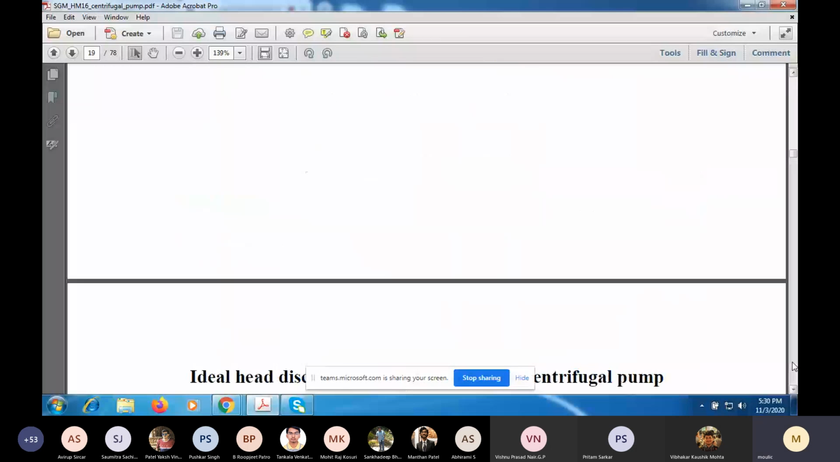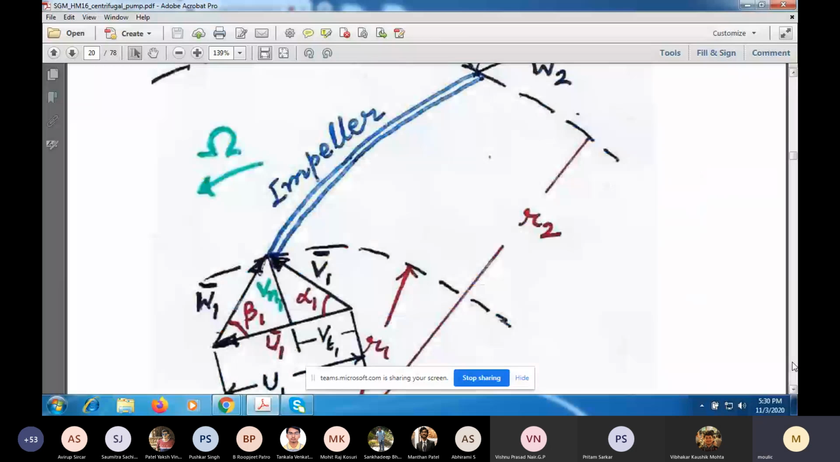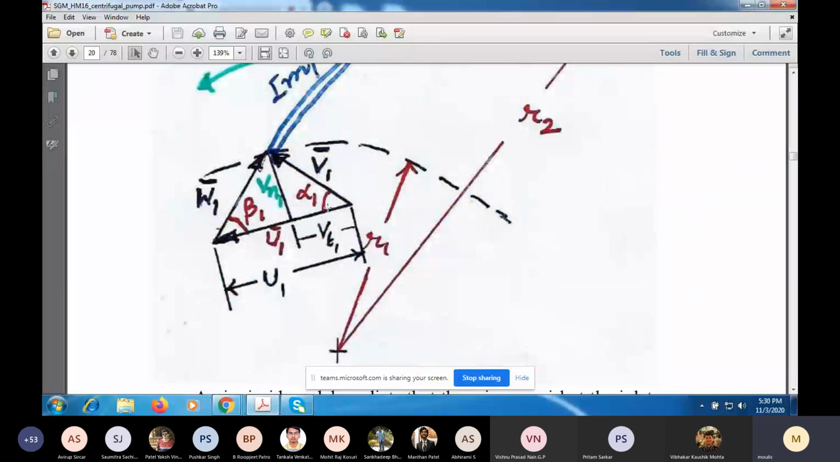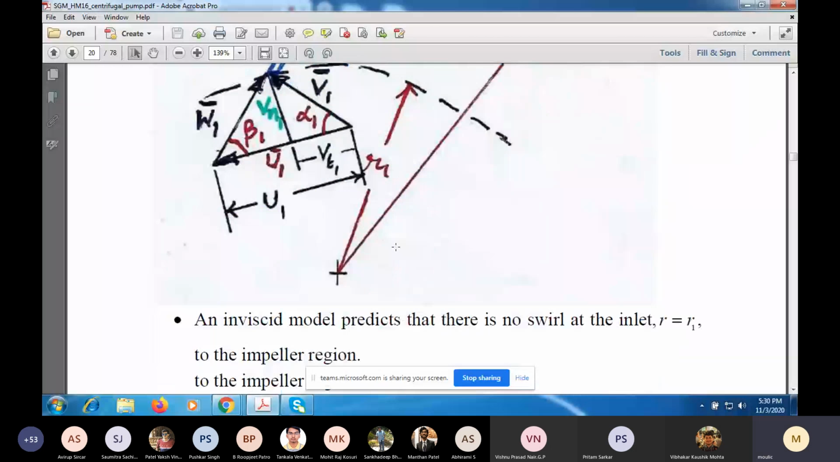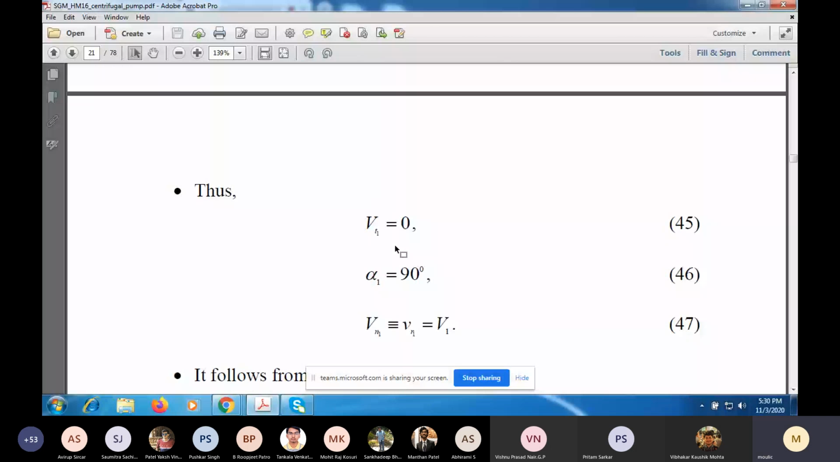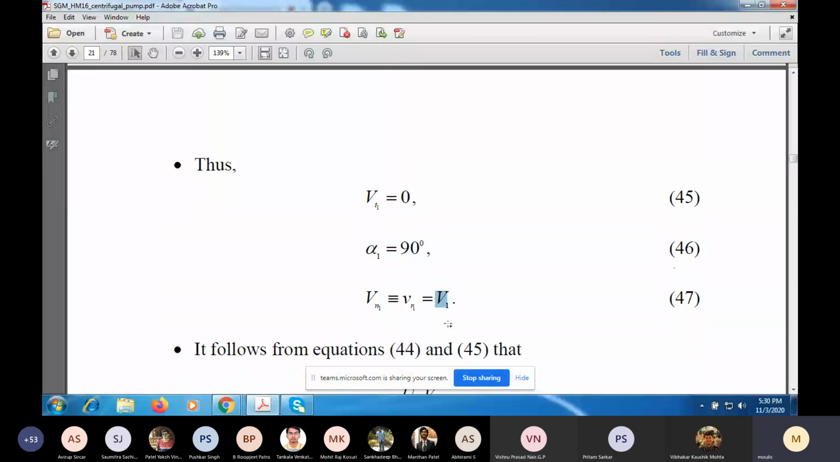All right. So now, if you say that there's no swirl, then Vt1 will be 0. That means your alpha 1 will be 90 degrees, and this V1 will be in the radial direction. So we will have Vt1 equal to 0, equivalently, alpha 1 is 90, and Vn1, which is equal to Vr1, is the same as V1, the speed of the liquid at r equal to r1.